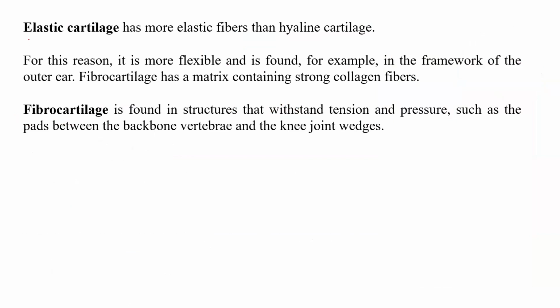The next type of cartilage is the elastic cartilage. As the name suggests, it has more elastic fibers than the hyaline cartilage, and therefore it has higher elasticity. That is, it has higher flexibility. It is found, for example, in the framework of the outer ear, which is really flexible. In this, it is not the bone which is present, but it is the cartilage which is present. For this reason, it is more flexible and is present in the outer region of the outer ear.